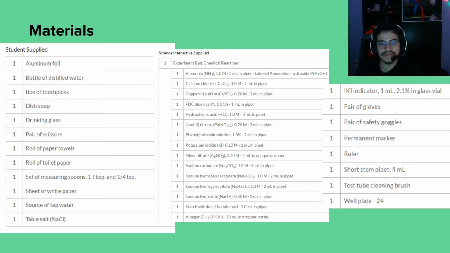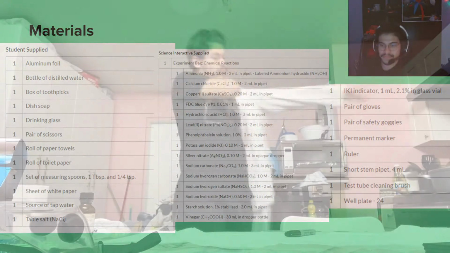For Science Interactive supplied, we need experiment bag chemical reactions, which has a plethora of compounds that we will be using for chemical reactions, an IKI indicator, pair of gloves, pair of safety goggles, permanent marker, ruler, short stem pipette, test tube cleaning brush, and a 24 well plate. And now onto the procedures.